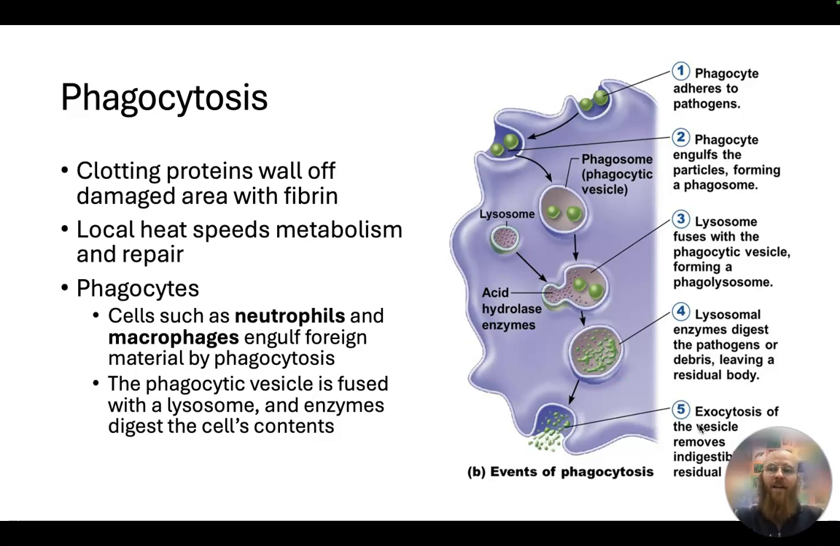You've got clotting proteins that are responsible for walling off damaged areas. You have local heat in these inflammatory areas, where increased levels of heat, up to a point, will help speed up the rate of metabolism and repair, which is what we want. And then you have your phagocytes, which are all about engulfing and then breaking down whatever sort of foreign body has been consumed, and it will basically neutralize it and then release any sort of indigestible or residual waste from that process back into the system to either be expelled as a waste product or to be recycled and used elsewhere.